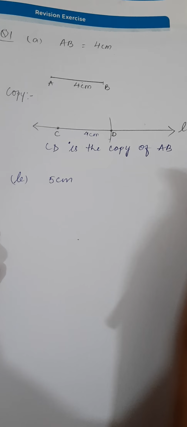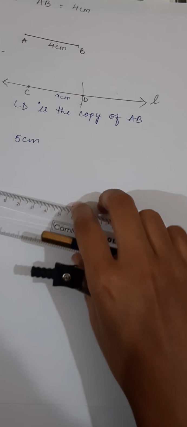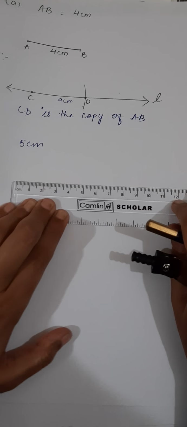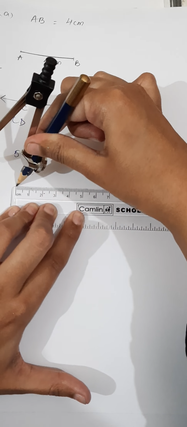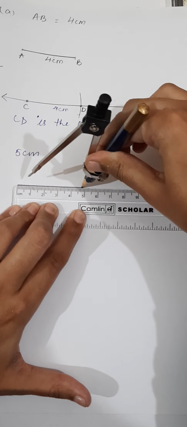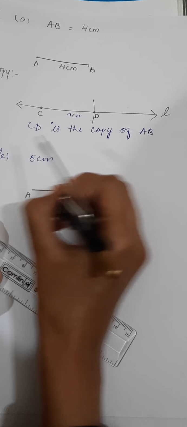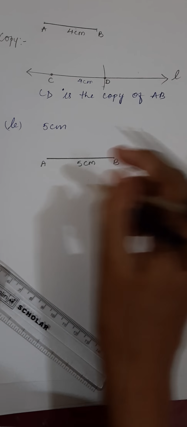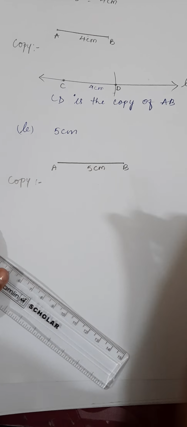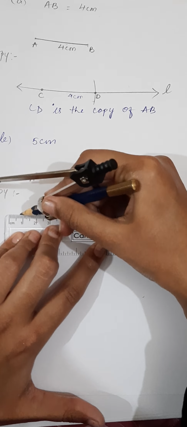I have done one of 4. Let us do the next one of 5 centimeters. So again for 5 centimeters, with the help of the scale, draw a line segment of 5 centimeters. For this, start from here 0 and then 5 centimeters till here. So this is going to be A and this is going to be B and this is 5 centimeters. Now you have to draw the copy of this AB. To draw the copy, take a line segment which has to be greater than this 5 centimeters. So draw a line which is greater than this.